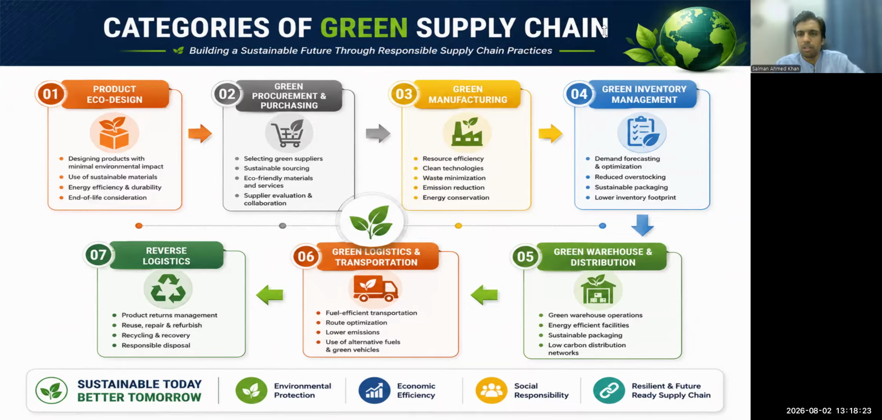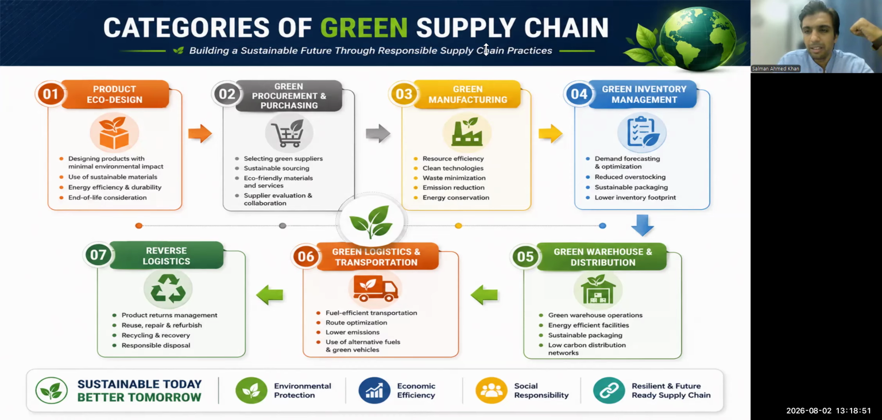And then you also adopt green manufacturing technologies in your company, in your industry, to produce goods which can minimize the waste, with emission reduction and less energy consumption. And of course, that technology should run on cleaner technology in order to reduce the scope 1 and scope 2 emissions. Now there is another category called green inventory management.